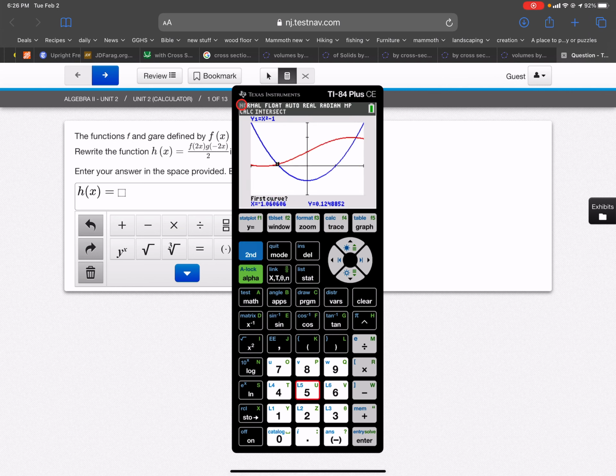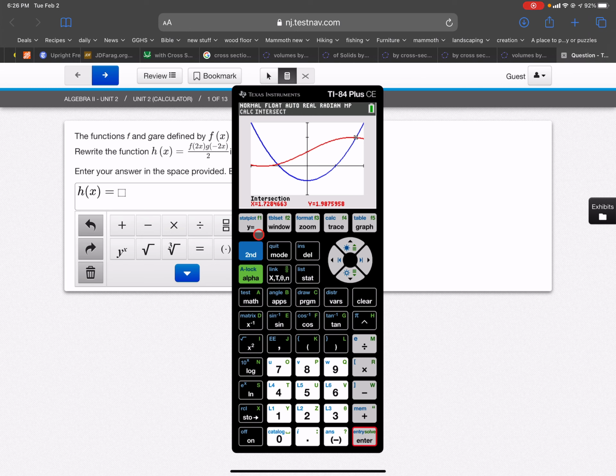Now, is my first graph y1? Yes, so I'd enter. Is my second graph y2? Yes, enter. I'm going to guess this time. This is like about 1.8-ish. So I'm going to guess 1.8 for my guess and enter. And there we go.